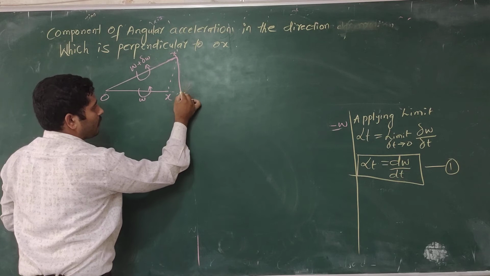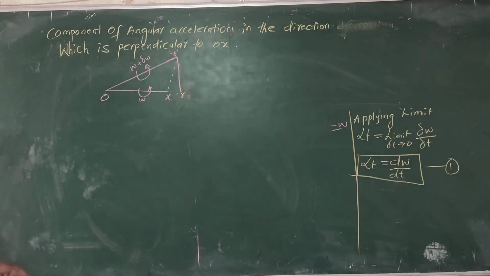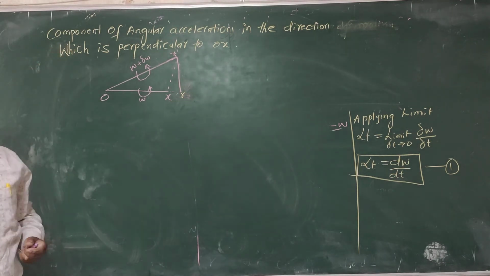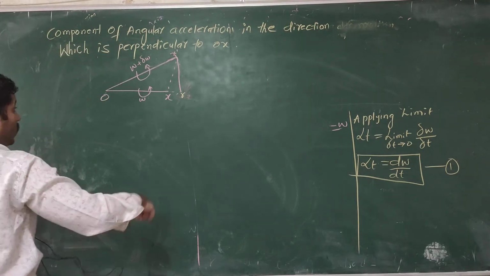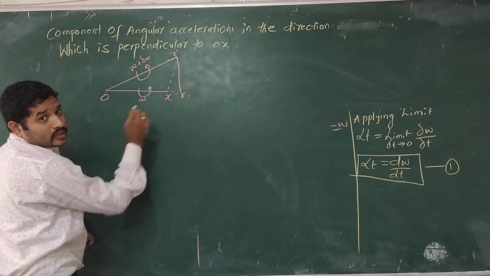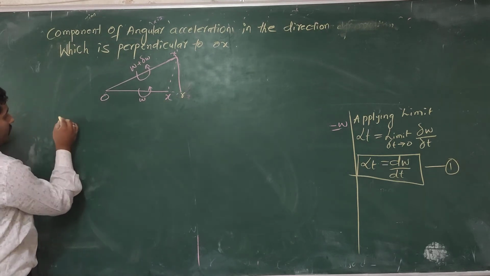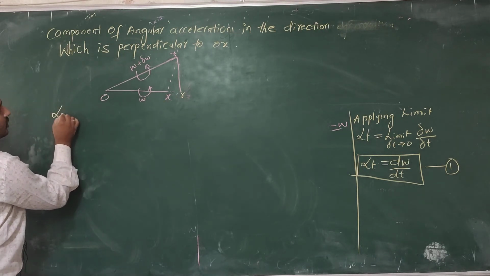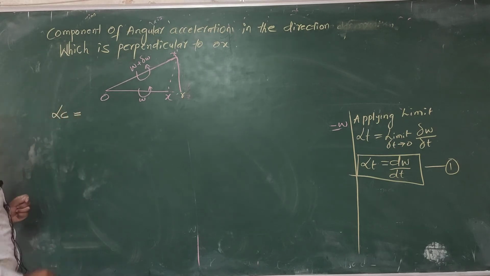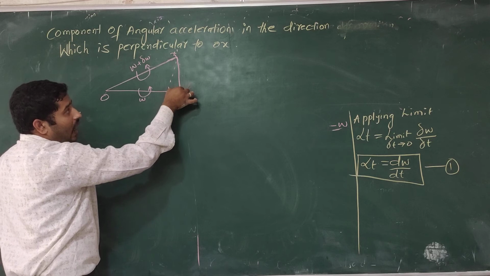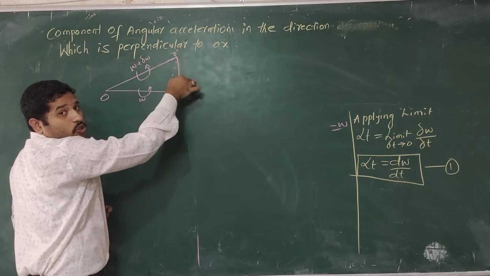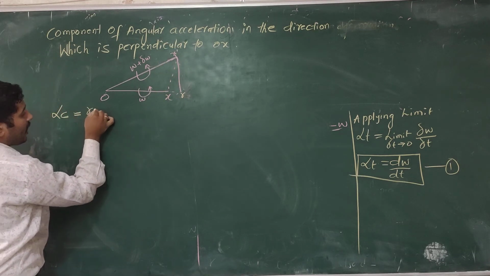This is R, okay dear. So we are discussing the component of angular acceleration in the direction perpendicular to OX. How to find it? Let us see. Alpha c is equal to the change of which one is perpendicular? Rx dash. It should be perpendicular, Rx dash.